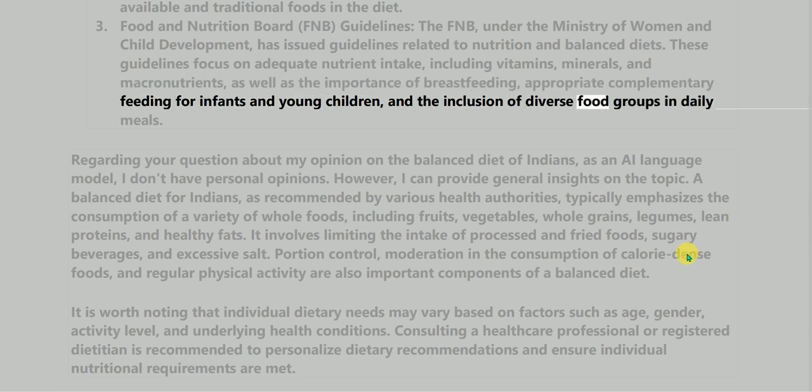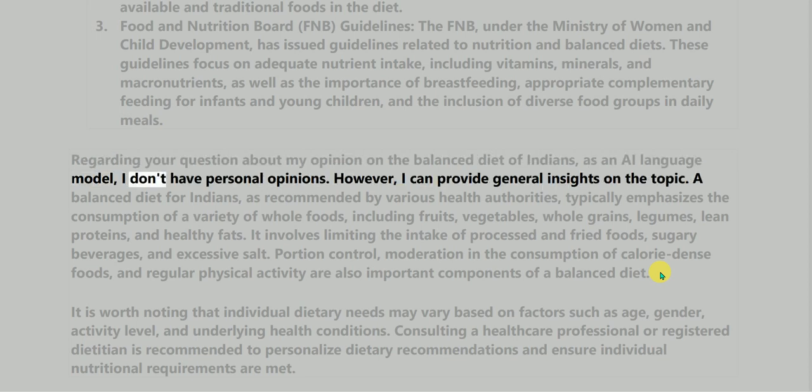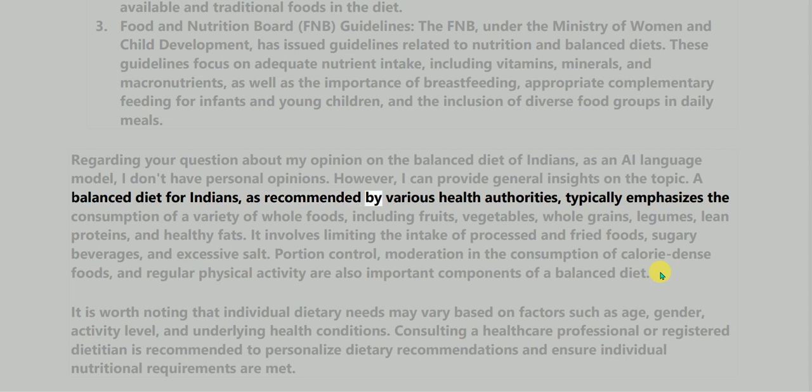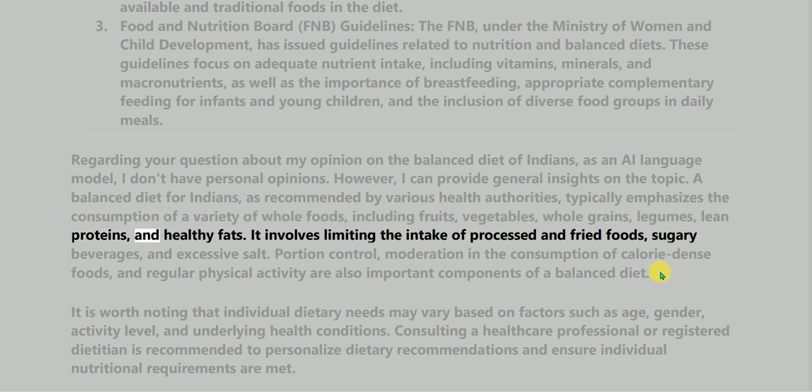Regarding your question about my opinion on the balanced diet of Indians, as an AI language model, I don't have personal opinions. However, I can provide general insights on the topic. A balanced diet for Indians, as recommended by various health authorities, typically emphasizes the consumption of a variety of whole foods, including fruits, vegetables, whole grains, legumes, lean proteins, and healthy fats. It involves limiting the intake of processed and fried foods, sugary beverages, and excessive salt.